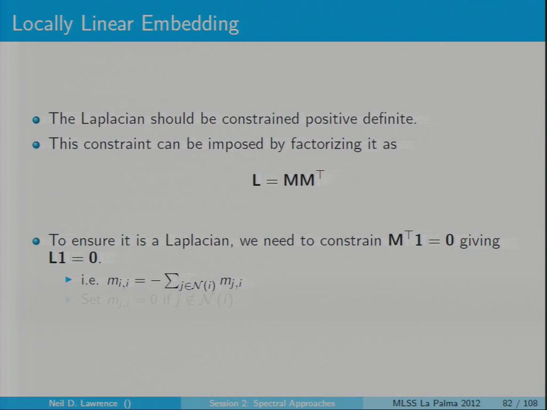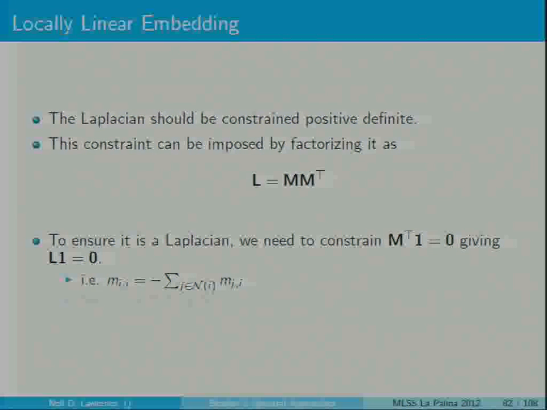So the Laplacian needs to be constrained positive definite. That's not always easy to do, but this is my favorite trick for constraining a matrix positive definite: just write it in the form of two other matrices. Here, this isn't low rank, this is n by n. But what it could be is sparse. And in order to constrain it to be a Laplacian, we can force M transpose 1 to be 0. Okay? So this is just a way of constraining the MEU model so that the Laplacian is positive definite.